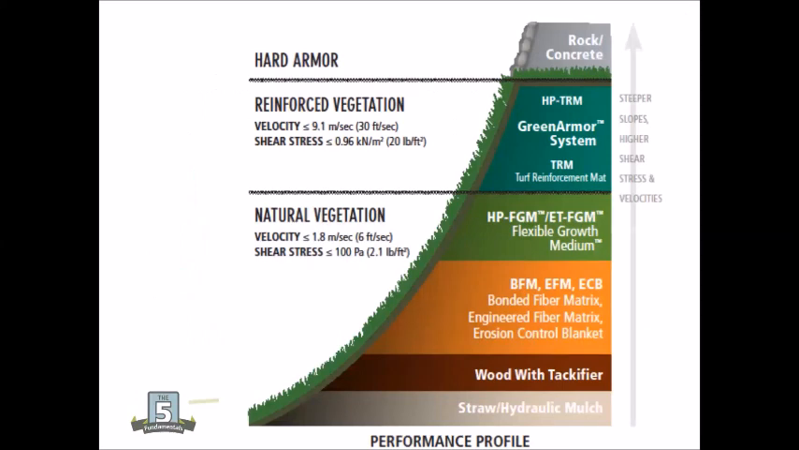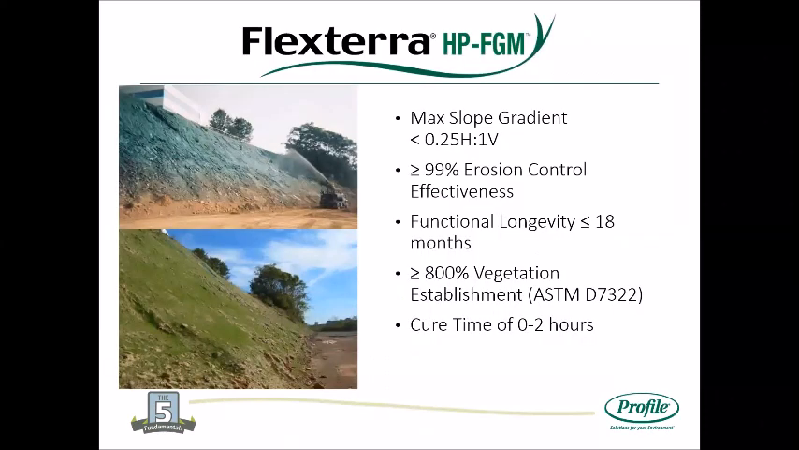So we look to our natural vegetation being a limitation for our hydraulically applied products. If you want to fill in a void area between hard armoring and natural vegetation, there is a spot for reinforced vegetation through turf reinforcement mats, which we're not going to cover today, but again, glad to cover it later. So our highest performing product can be applied on maximum slope gradients of 0.25 horizontal to 1 vertical. We actually stabilize MSE walls, mechanically stabilized earth walls that are completely vertical, with this product as well, because it adheres to the soil so well.